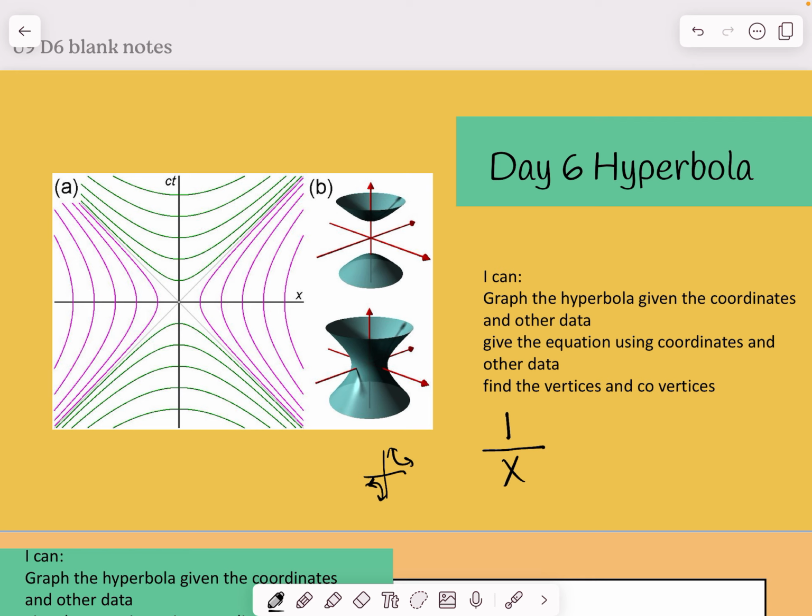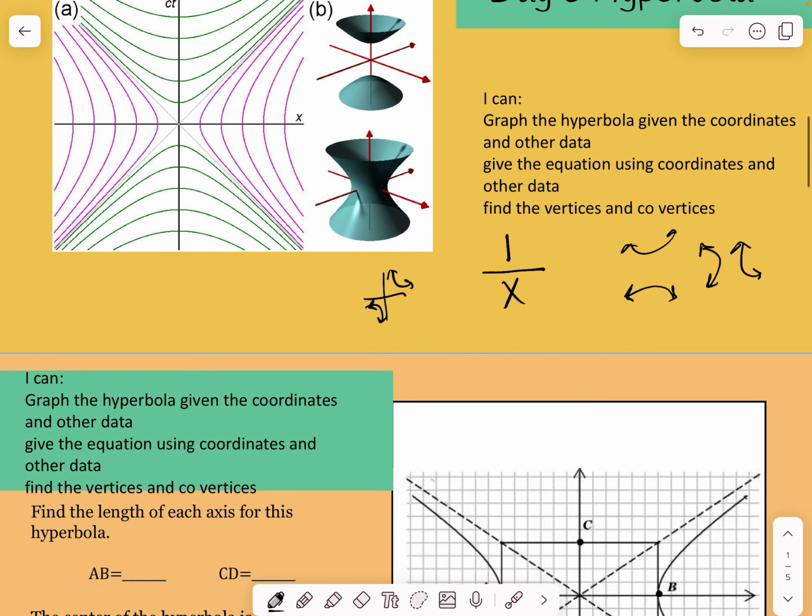Our hyperbolas are going to look like either like this or like this, either up and down or left or right, but the same kind of idea. And they are kind of like the opposite of an ellipse, okay? And so that's the important part right now that you need to know about the hyperbola.